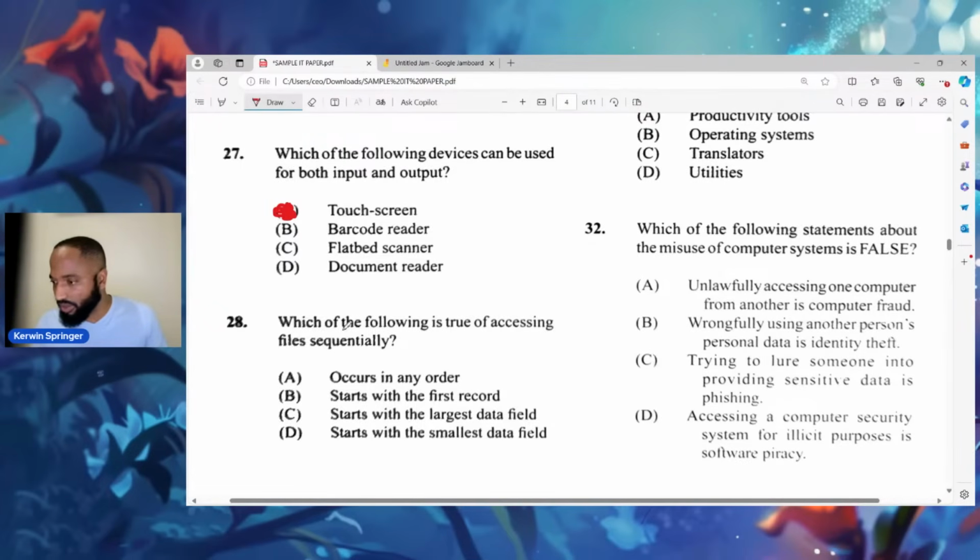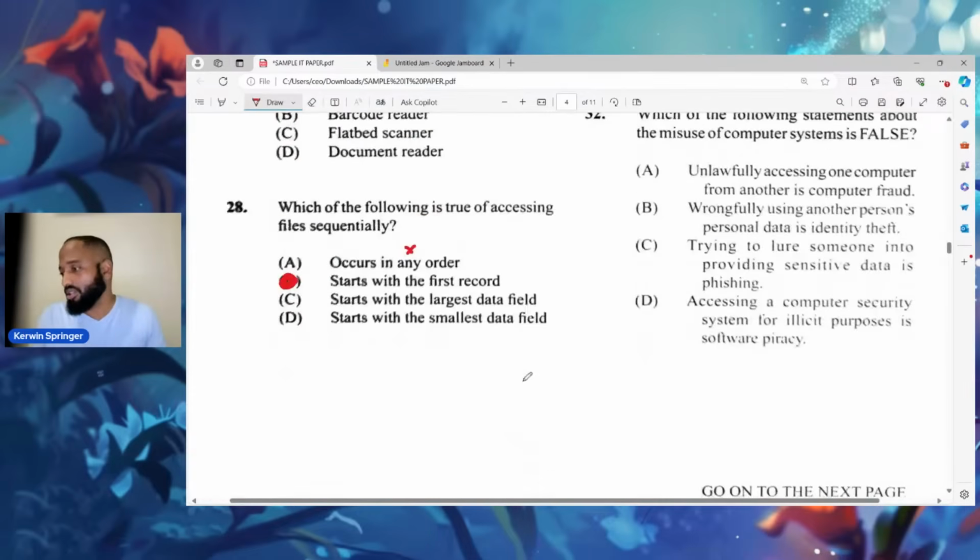Which of the following is true of accessing files sequentially? Starts with the first record, starts with the largest data field, starts with the smallest data field, occurs in order. So sequentially means what? In order, right? They all come up in a sequence. So the answer is B, starts with the first record. I thought this was occurs in order. I didn't see the word any. The files need to be in order, right? So it starts with the first and goes on.